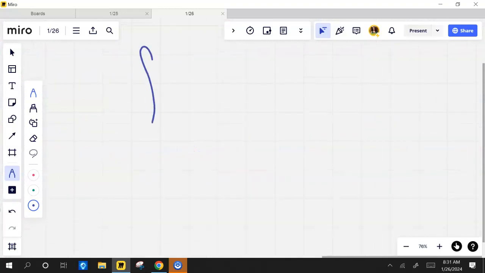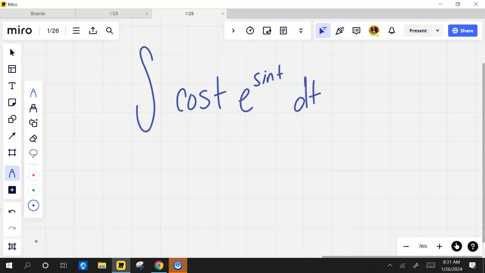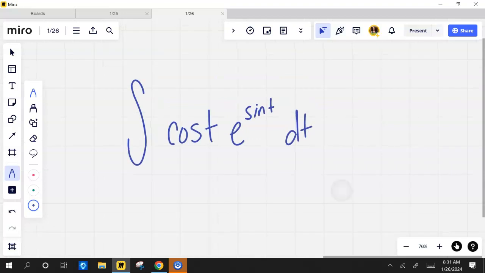Let me show you this. If I want to do the integral of cosine t e to the sine t, u substitution. What I do is I let u be some function that's going to help me. I know what the antiderivative and the derivative of e to the blah looks like, so I'll let that blah be u. It needs to be something that you could easily substitute within here.